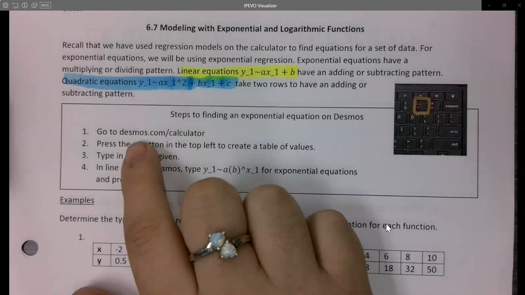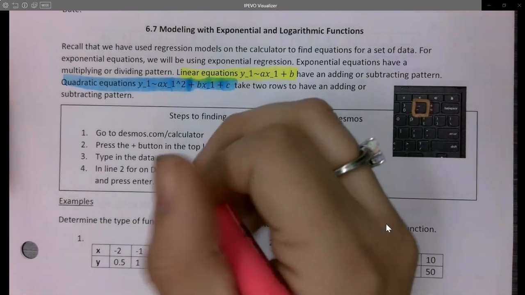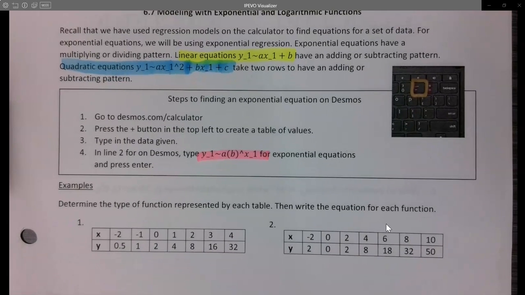So what we would do is go to Desmos and then go to the calculator. We'd press the plus button to type in our table of values. Then we type this, and it will give us values for a and b to create our equation. We do this whenever we have a multiplying pattern with our data.